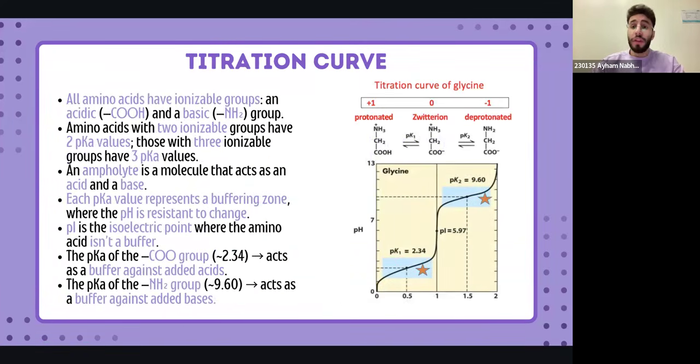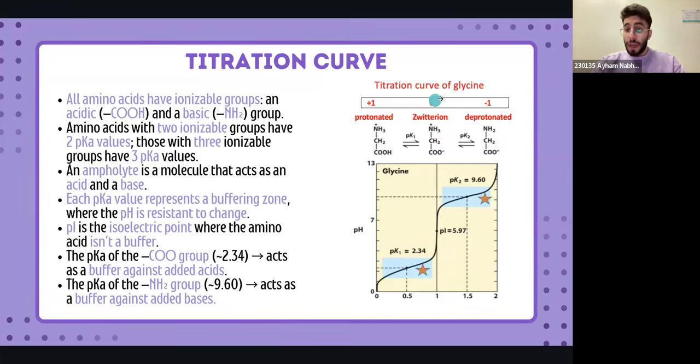Let's explain the titration curve of a buffer. All amino acids have ionizable groups, the acidic one and the basic one. The acidic is the carboxyl and the basic is the amine. The amino acids with two ionizable groups would have two pKa values, and the amino acids with three ionizable groups would have three pKa values. Each pKa value would represent a buffering zone where the pH is resistant to change. It's not going to make the solution acidic nor basic.